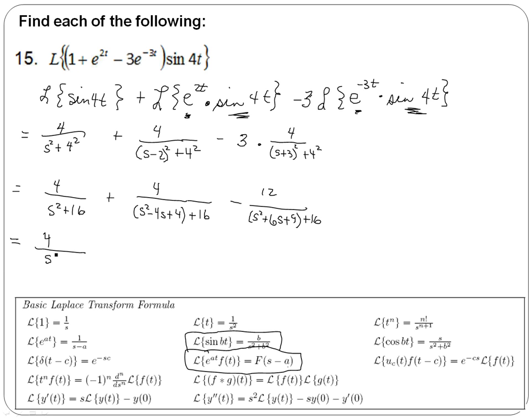So I get 4 over s squared plus 16. I get 4 over s squared minus 4s, and the 4 plus 16 gives me a 20. And I get minus 12 over s squared plus 6s plus, and 9 and 16 gives me 25, would be my answer.